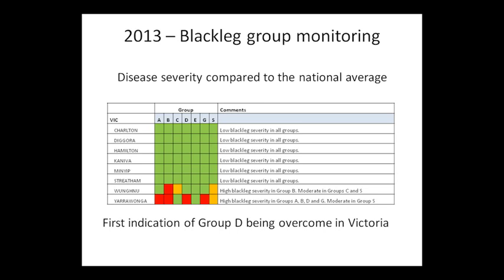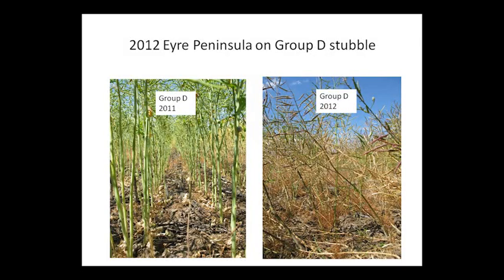And I guess the main point from this is this point down here, that at the Yarrawonga site we saw the Group D cultivar with high levels of disease. So that's the first time we've seen it in Victoria. Group D until now has been immune to blackleg. On the Eyre Peninsula, where we saw Group D, and I'll go on to the next slide, this is what happened to Group Ds on the Eyre Peninsula in 2011.